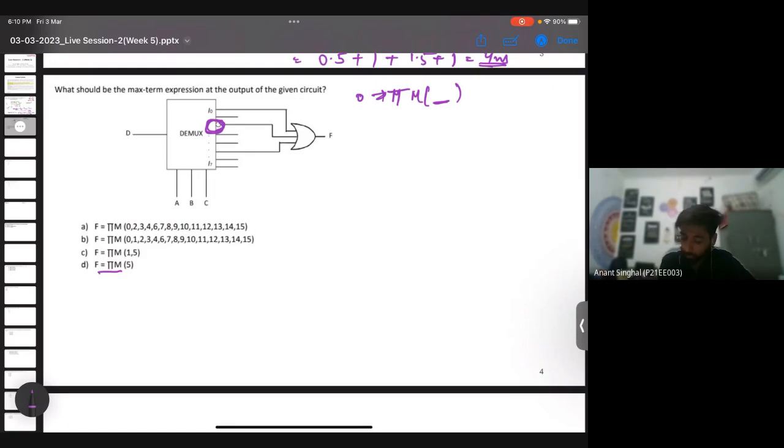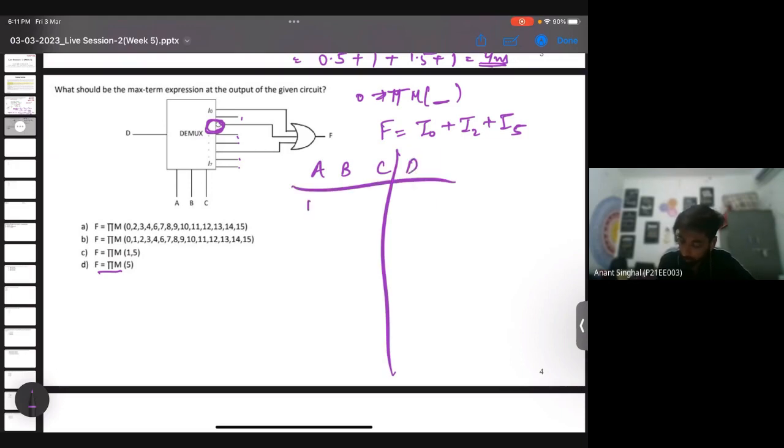But to elaborate, we know that in the given question f is nothing but I0 plus this is I2, and then this is 3, 4, 5, this is I5. So this is f, and all are floating terminals. Floating terminals are always high in the case of a demux. So if I try to make the truth table of it, it will be nothing but ABC, and then D has two possible values. For 0 0 0, D will have 0 1. For again 0 1 0, D will have 0 1.